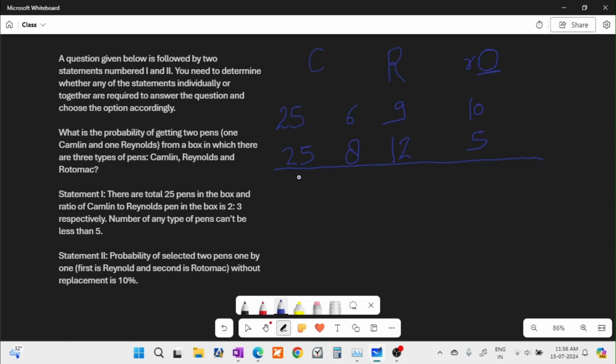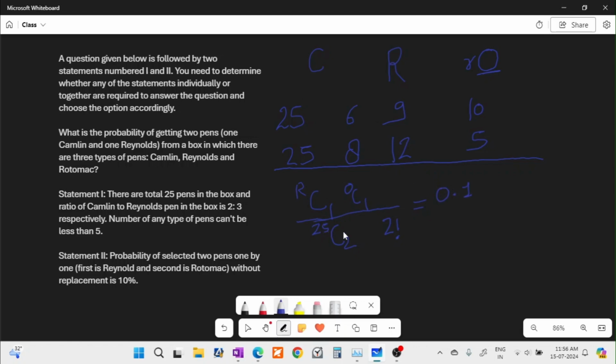So R C 1, O C 1 upon 25 C 2. But because here the sequence is clearly defined, we have to divide this by factorial of 2, which is equal to 10%, that is 0.1.